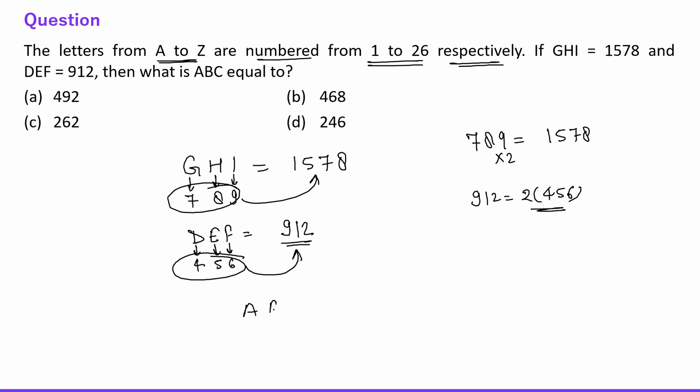So ABC. ABC is what? 1, 2, 3. A is 1, B is 2, C is 3. So twice of 1, 2, 3 will be what? 246. So code of ABC will be 246. So correct answer is 246. D option is the right choice. Now let's move to the other question.